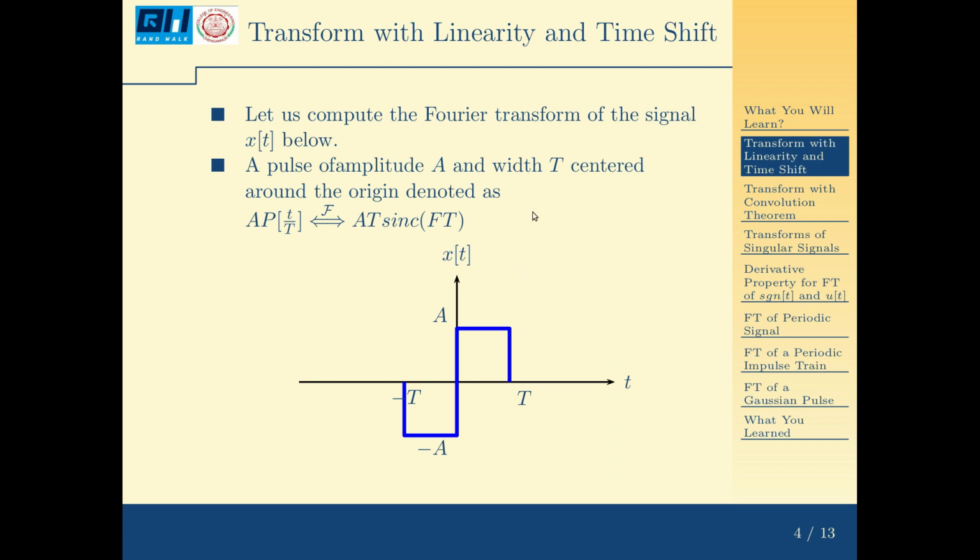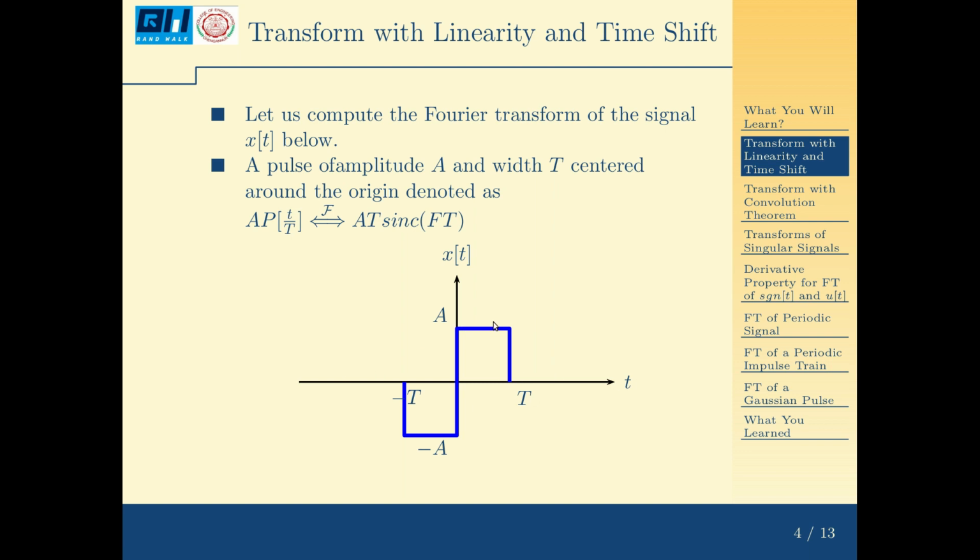Now let us compute the transform with the linearity property and time shift property. In the last classes we have seen the Fourier transform of a short pulse, a rectangular pulse of width T. Now let us look at this bipolar rectangular signal. From minus T to 0 it is minus A, and from 0 to T it is A. Everywhere else it is 0.